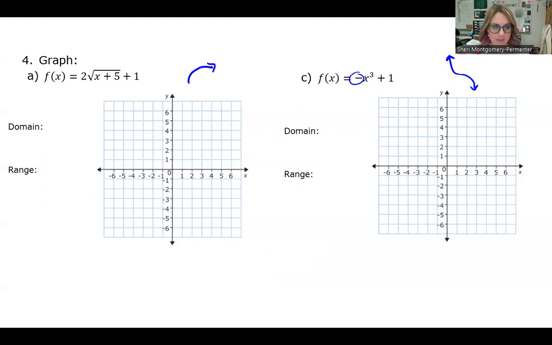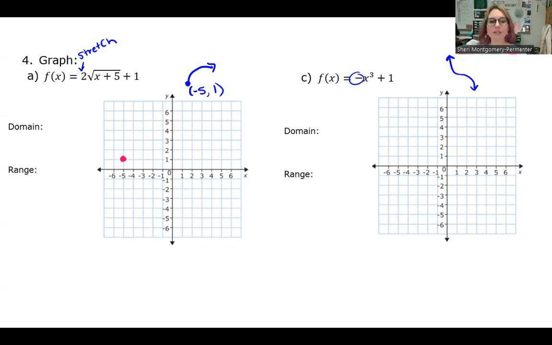I notice that this tells me that there is a stretch. And then what is that point going to be, the starting point? For A, what's that starting point? -5, +1. So I have everything I need to know to start my graph. I have a starting point. So I'm going to go to -5, +1, and I'm going to put a point.